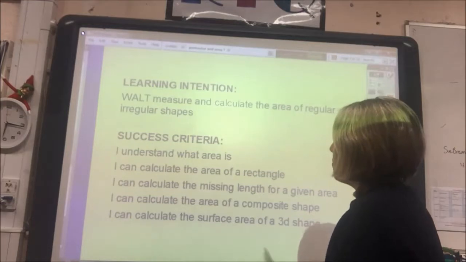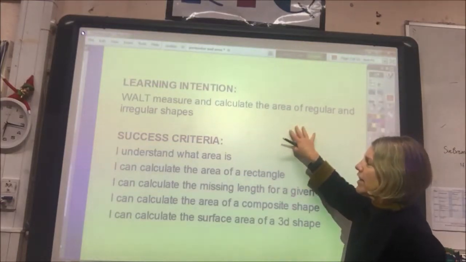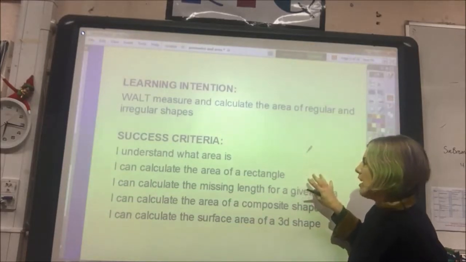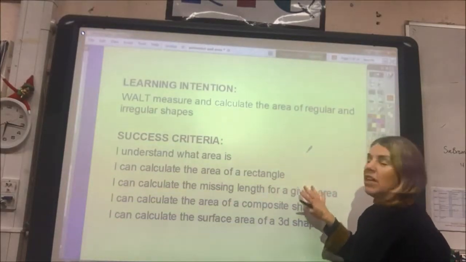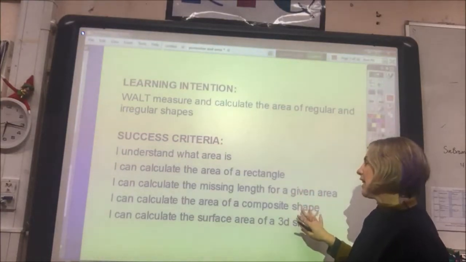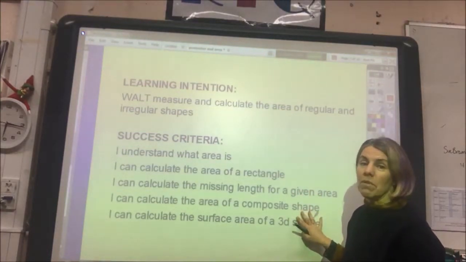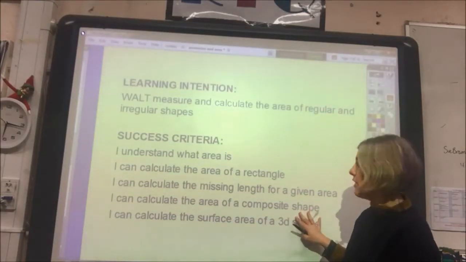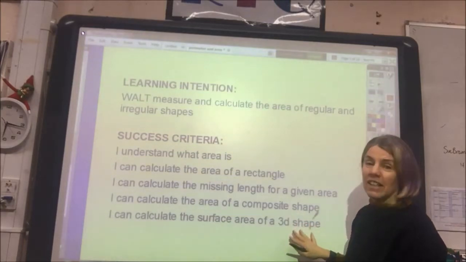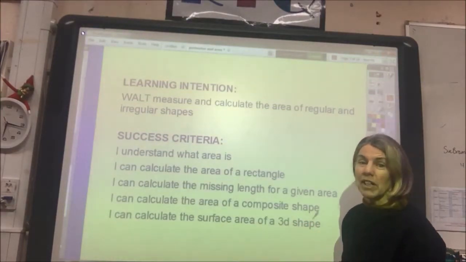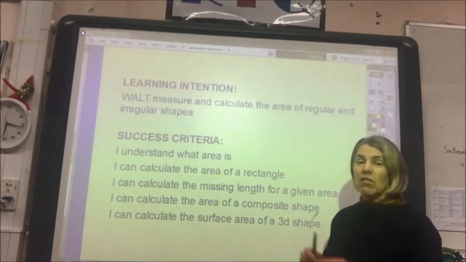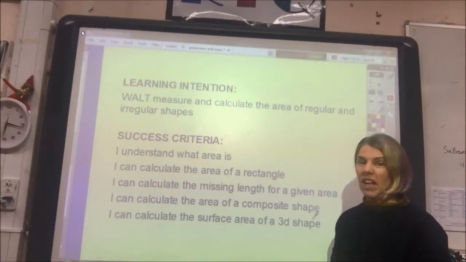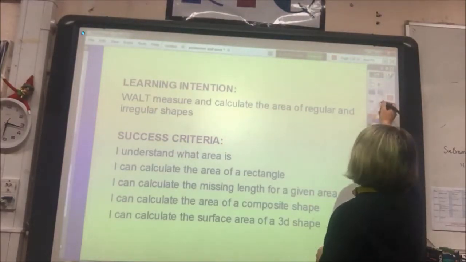So we're learning to measure and calculate the area of regular and irregular shapes. By the end of this session, you'll understand what area is. You'll be able to calculate the area of a rectangle, calculate missing lengths, calculate the area of a composite shape. That's a more complex shape where you might need to cut it up into several pieces to get your eventual area. And in the next video, not in this one, we'll be looking at calculating the surface area. So looking at how much area there is on the outside of a 3D shape. Helps you with wrapping paper and things like that.